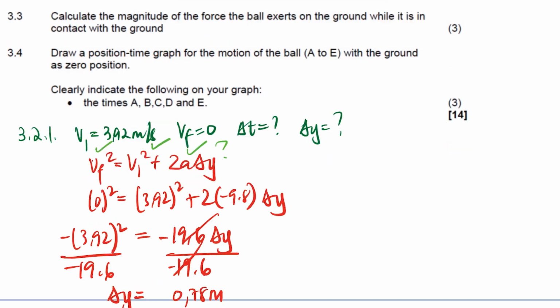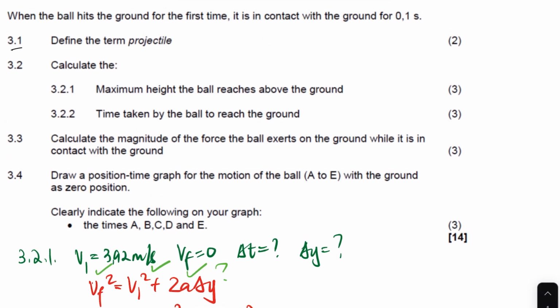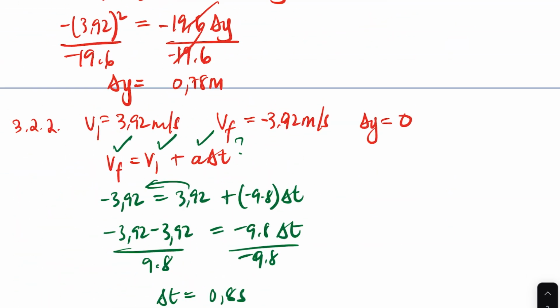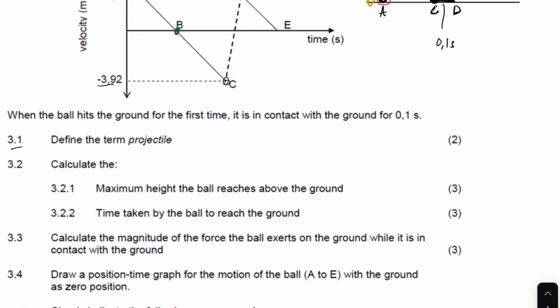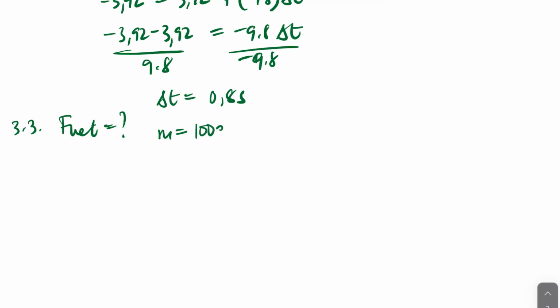Right? So we want the F net. Question 3.3. So we want the F net, right? What do we have? The mass. The mass of the ball is 100 grams. In physics we're working with kilograms, so we divide by 1000. When we divide by 1000, it's going to be 0.1 kilograms.